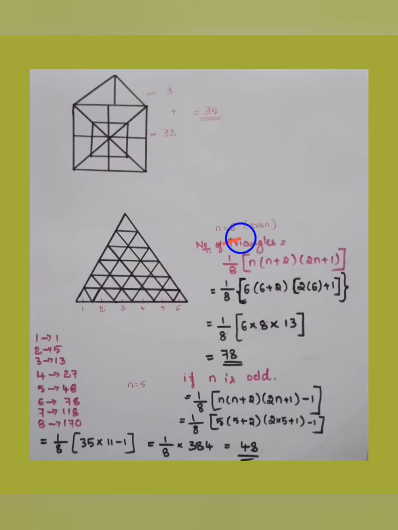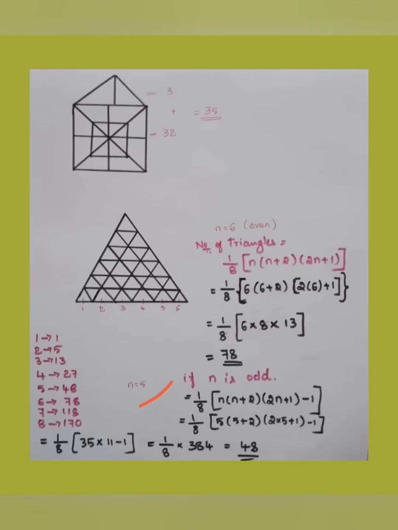Just substitute the value of n. 6 here, again 6 here, 6 here, and solve for this. 6 plus 2 is 8, 2 sixes are 12 plus 1 is 13. Okay, we got this step. 8 ones are, again 8 ones are, get cancelled. Multiply 13 into 6, which gives us the answer as 78.